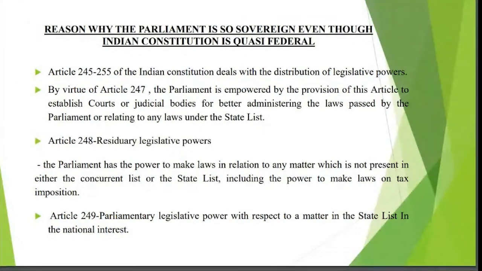The most important one is the residuary legislative powers dealt with under Article 248. That is, the Parliament has the power to make laws in relation to any matters which are not present in either the concurrent list or the state list, including the power to make laws on tax imposition. Article 249 deals with the parliamentary legislative power with respect to a matter in the state list in the national interest.